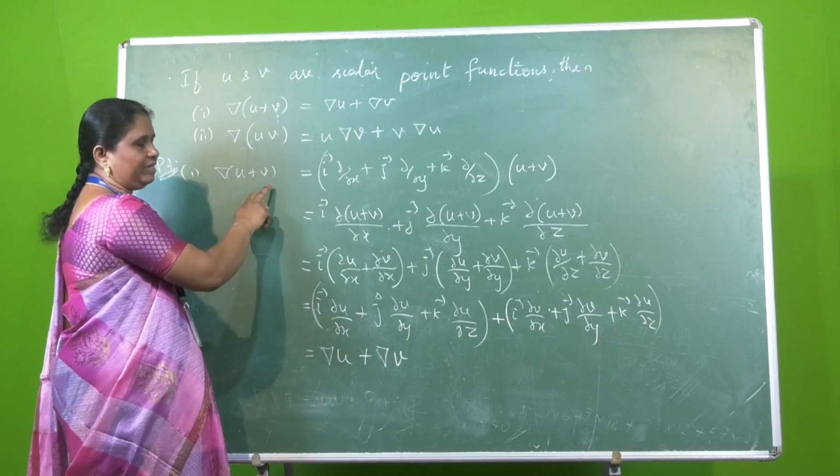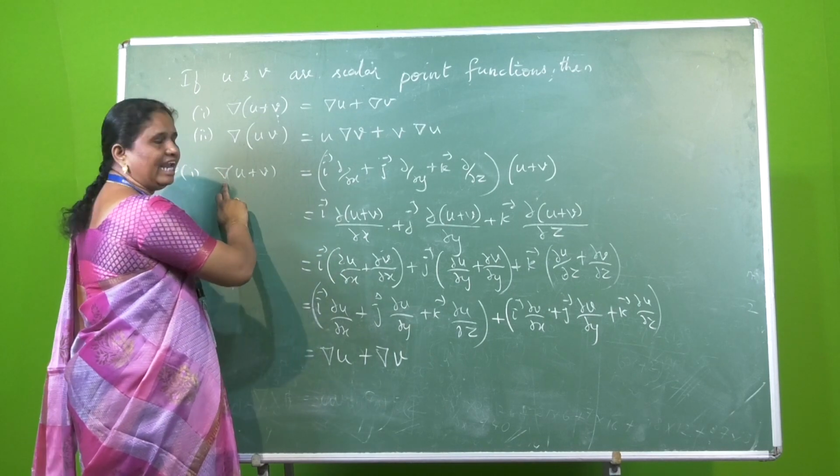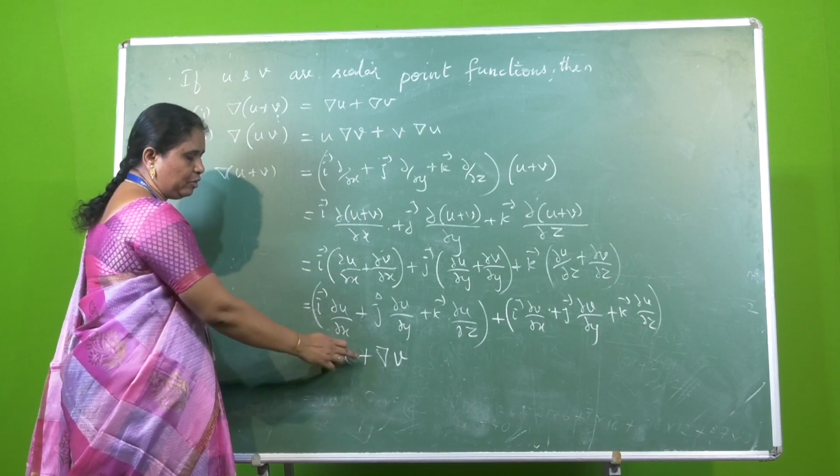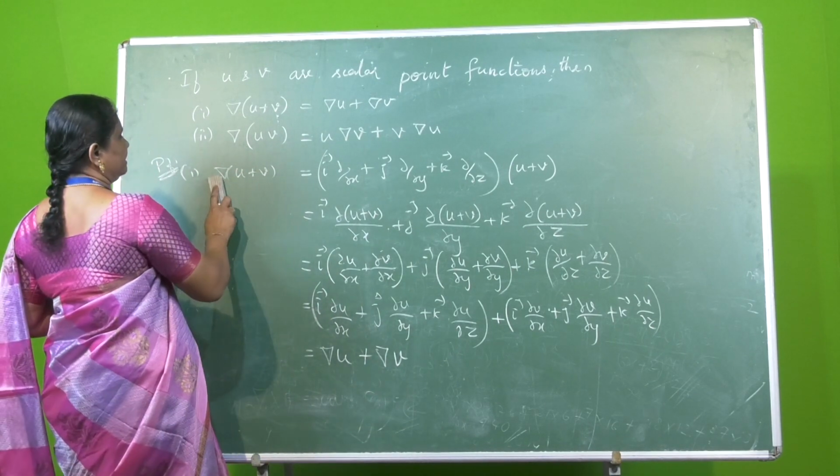Okay, so del of u plus v, the left hand side, we started from the left hand side and we proved that del of u plus v is equal to del u plus del v. So the first proof is over. Next let us see the second proof.